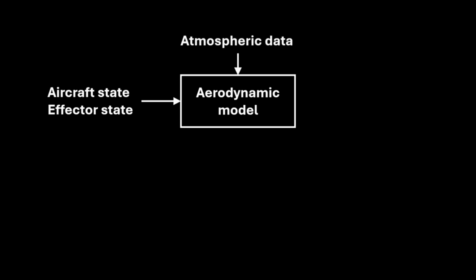The aerodynamic model is an algebraic function. It receives aircraft state data like angle of attack, side slip, airspeed, and angular rates. It also receives control states, such as aileron, elevator, and rudder deflections. It receives atmospheric data, such as air density and speed of sound. And it provides forces and moments that act on the aircraft that are input to the 6 DOF dynamics.